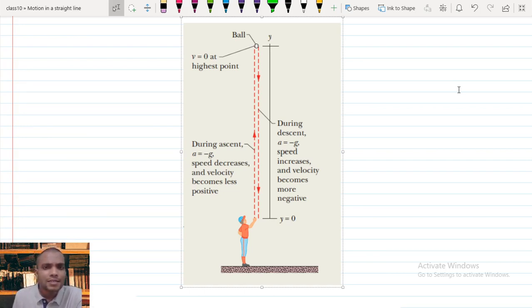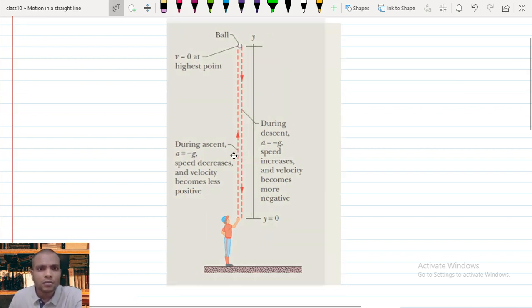As I said, if gravity is acting alone on an object, we define that as free fall. In this motion, the object goes from my hand upward. After that, the object's velocity at the highest point will become 0. And when the velocity becomes 0, the object falls back again.